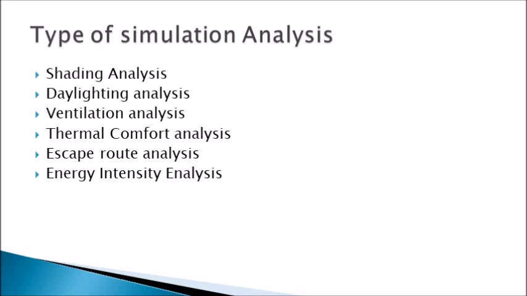So the type of simulation analysis that can be done in an average building simulation package in the market now, there are various types of analysis. For example, you can do shading analysis. You can put in various shading designs on your window. We are talking about external shading, because shading has the potential of mitigating heat transfer into your building by blocking direct sun radiation through your glazings.